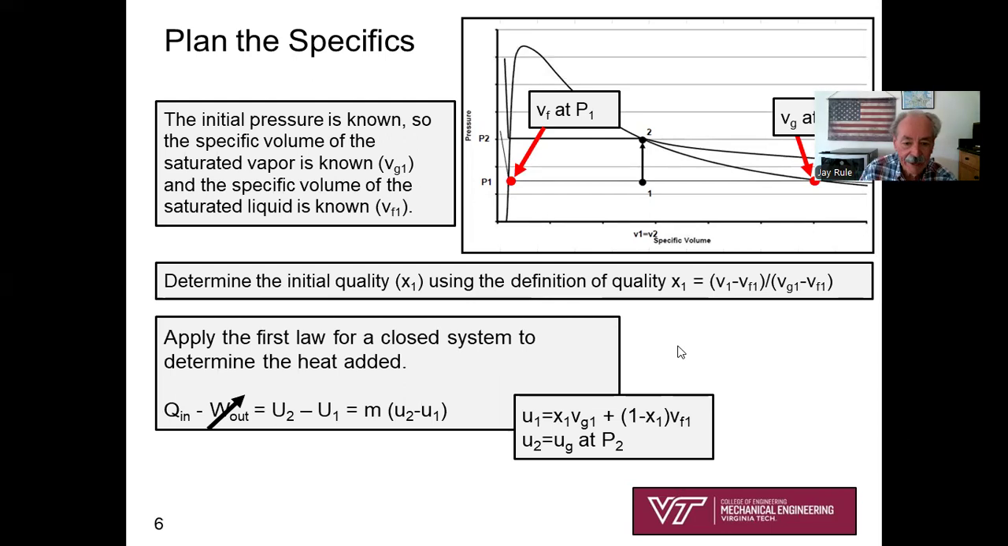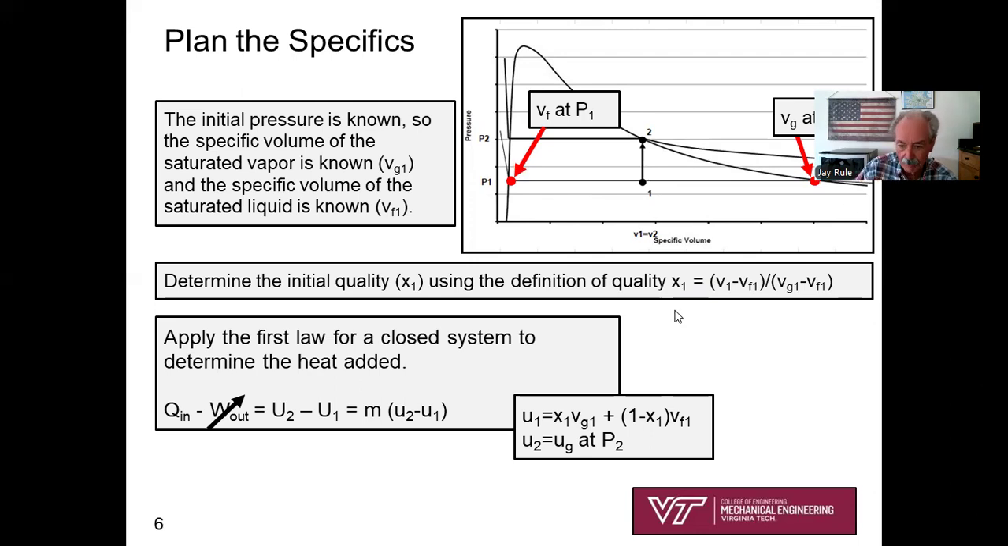Okay, how will I do that? Well, let's see. I know V1. I know the initial pressure, P1. So I can look up VG and VF out of my saturation steam tables. And if I've got those, I remember the definition of quality. X1 is simply the quantity, the numerator, V1 minus VF1, there it is, divided by the denominator, VG minus VF.